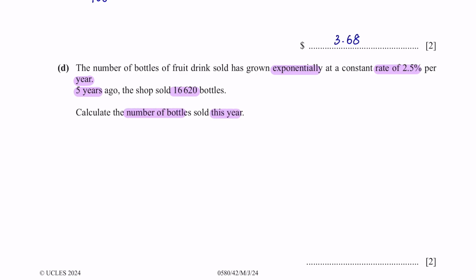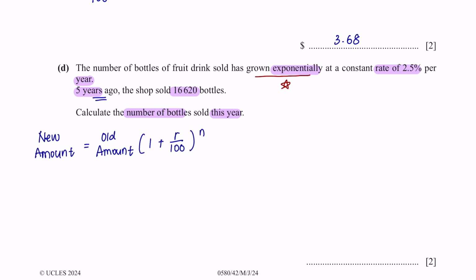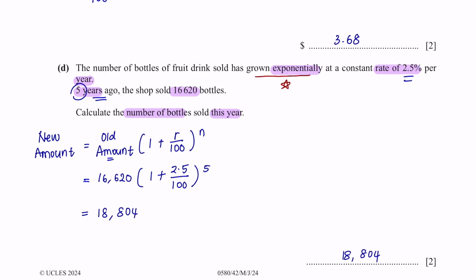When you are asked about exponential growth, you can just simply apply the formula for compound interest. So 5 years ago would be the old amount, which is 16,620. R stands for the rate, which is 2.5%, and N stands for the number of years, which is 5. And the number of bottles sold would be 18,804.